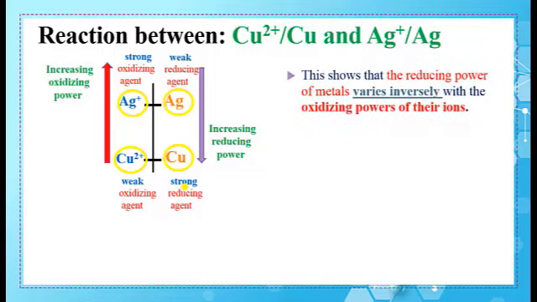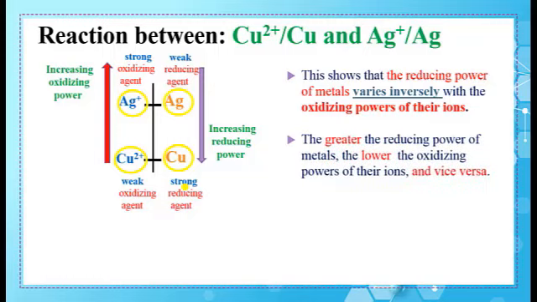So, this shows that the reducing power of metals varies inversely with the oxidizing power of their ions. Strong metal means weak ion. Strong ion means a weak metal. Then we can say that the greater the reducing power of metals, the lower the oxidizing power of their ions, and vice versa.